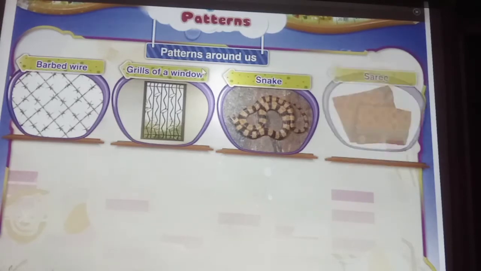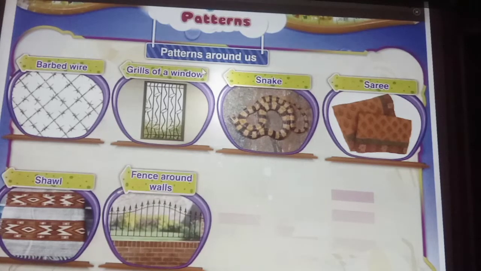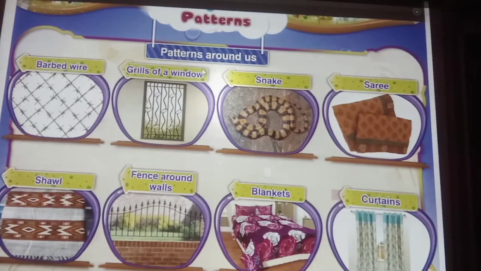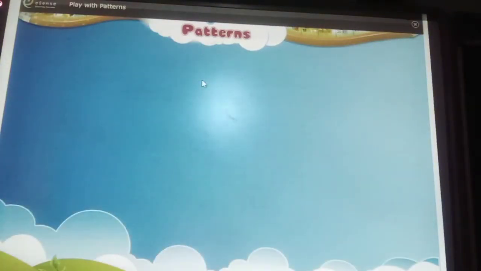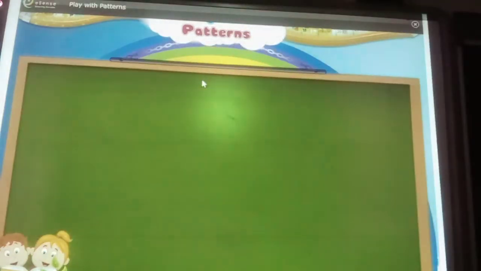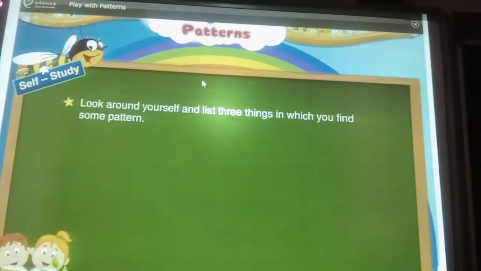snake, sari, shawl, fence around walls, blankets, curtains, etc. Self-study. Look around yourself and list 3 things in which you find some pattern.